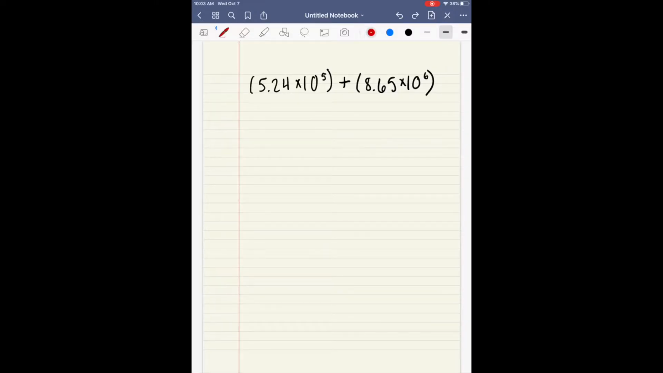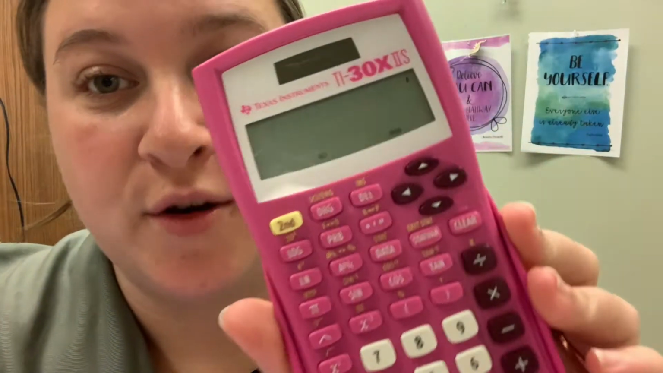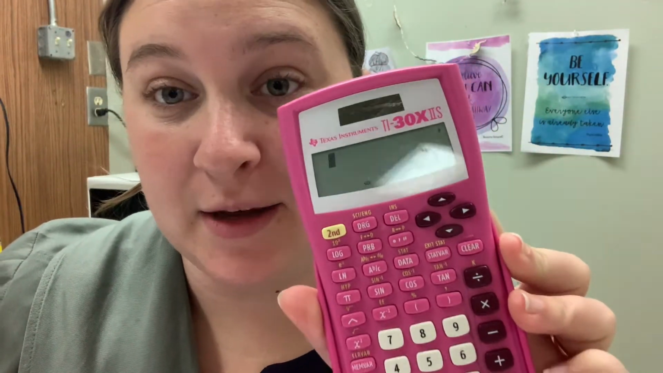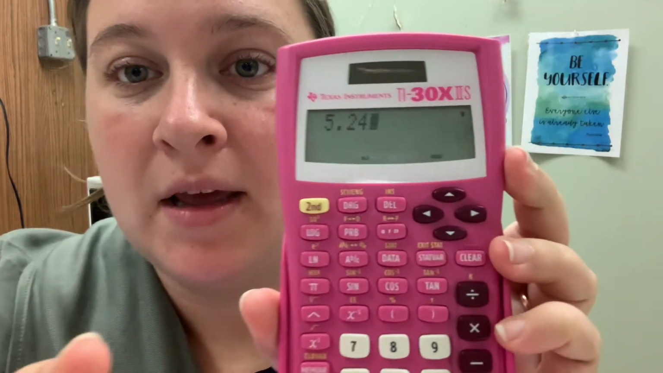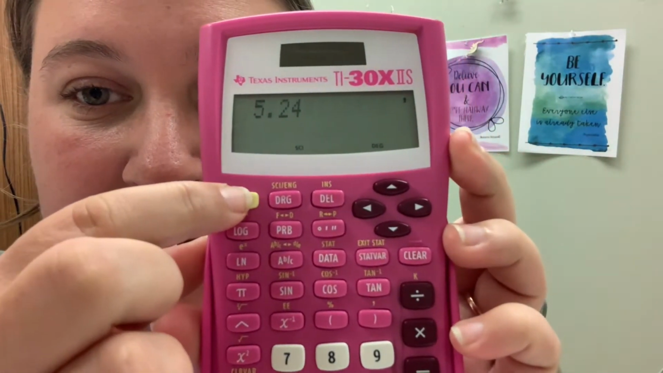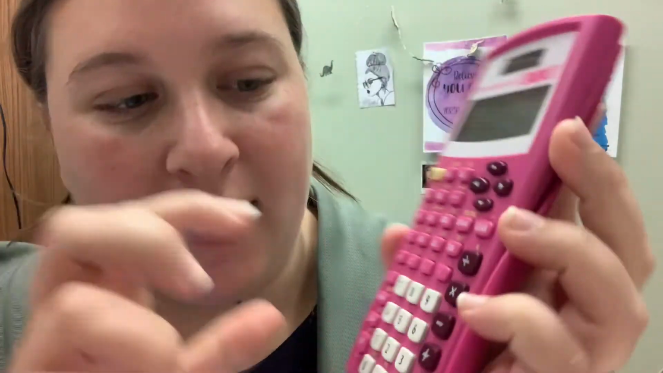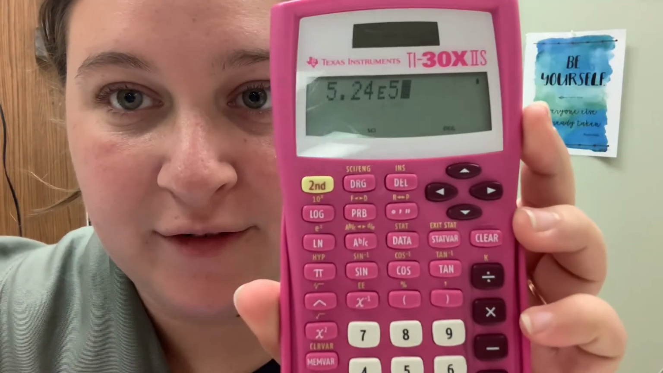So the next problem we're going to do is 5.24 times 10 to the 5th, and here our operation is plus 8.65 times 10 to the 6th power. Once again, we're in scientific notation mode, and we're going to start typing in the problem. So our front number is 5.24, and then we are going to press second E for our times 10, and then our exponent is 5.